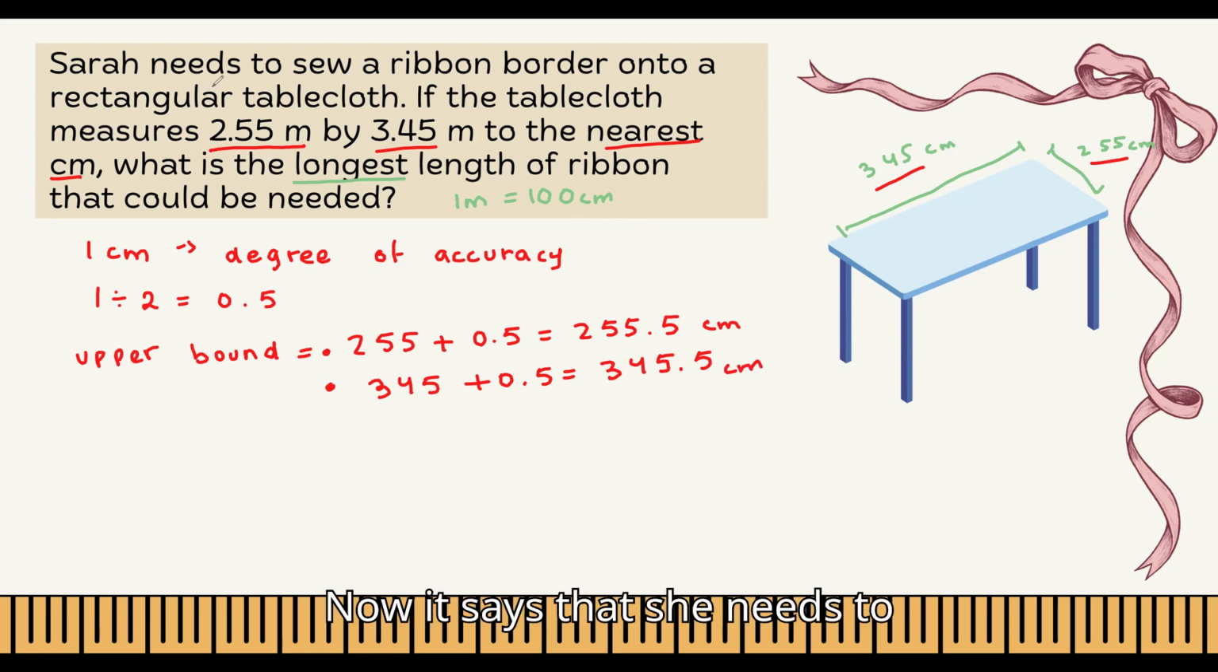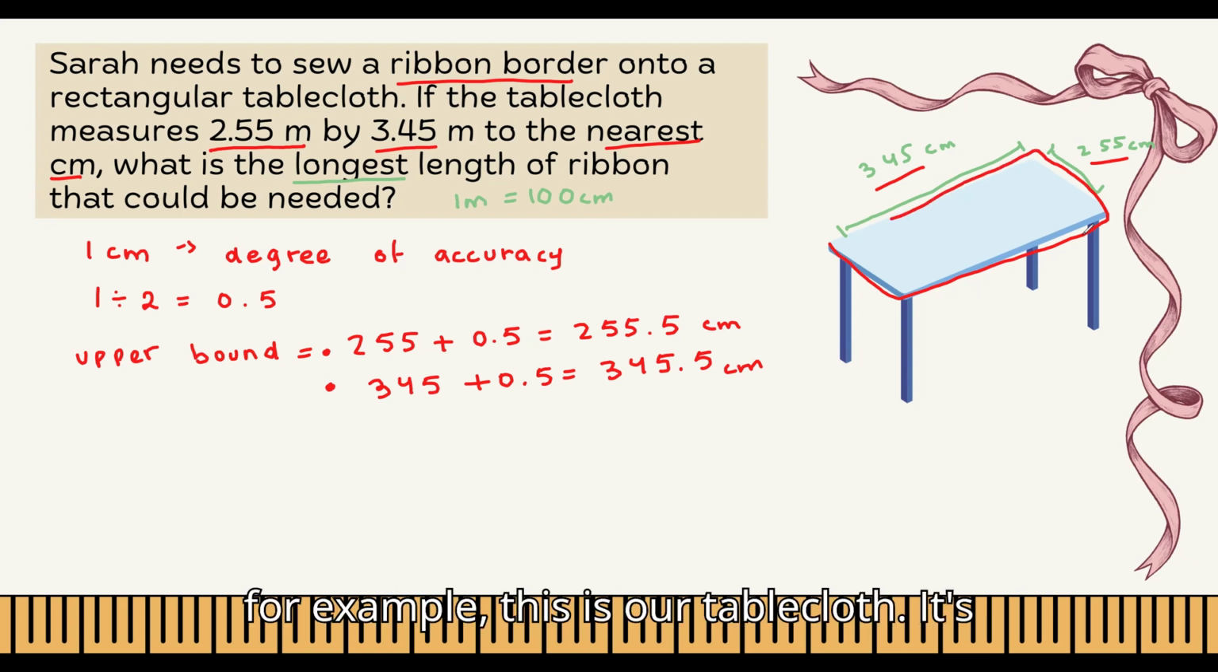Now it says that she needs to sew a ribbon border. Now obviously the ribbon border is not all over the table. It's only on the sides of the table. So for example, if this is our tablecloth, it's only going to be on the sides of the tablecloth. That means that we need to figure out the perimeter of the tablecloth. So I'm going to use these values to figure out my perimeter.